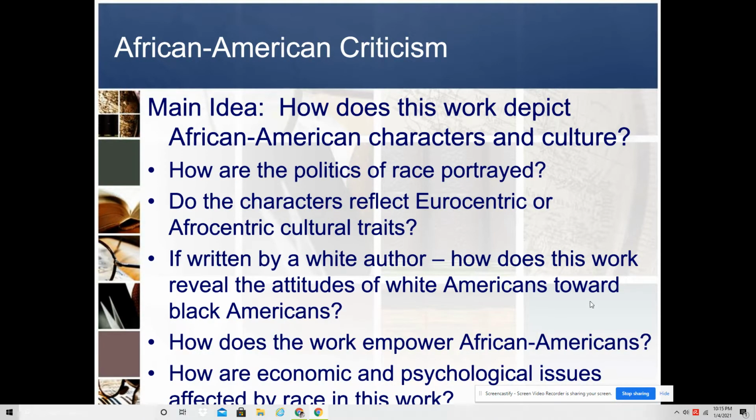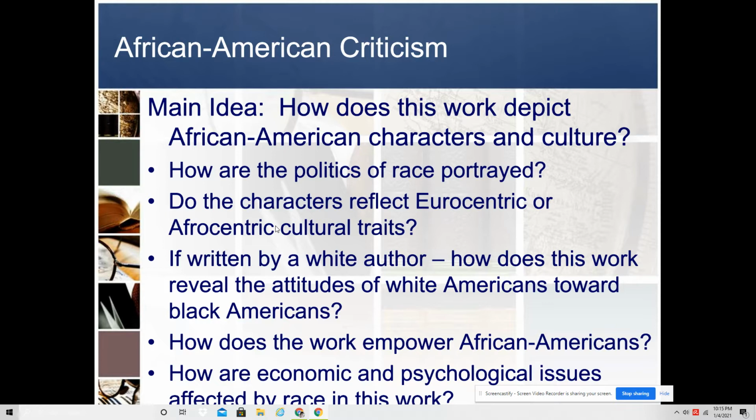How does the work empower African Americans or Asian Americans or LGBTQ? Is it showing this group in a positive light, in an optimistic light? Is their success and optimism, are the values being portrayed in a way that shows their virtues or not? And then economic and psychoanalytical brings in the other two groups to this as well. How is race portrayed as part of the economy? What are the economic implications of race in this work?